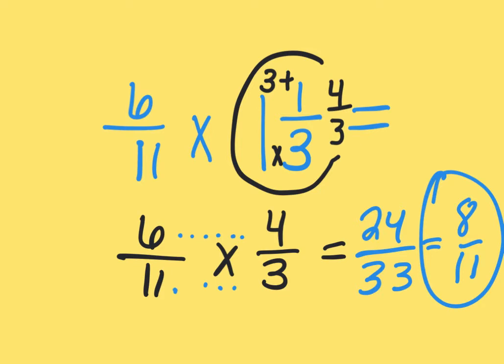Let's just review real quick. Keep your fraction. Convert 1 1/3 to an improper fraction. 3 times 1 is 3, plus 1 is 4 over 3. Multiply straight across. 6 times 4 is 24. 11 times 3 is 33. 3 will go into both of these. Divide by 3, and you get 8/11.